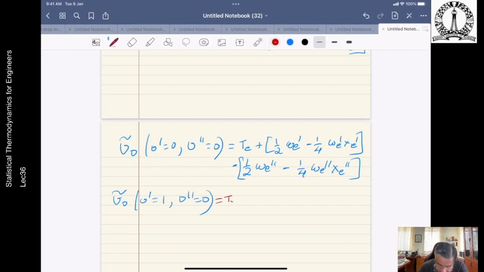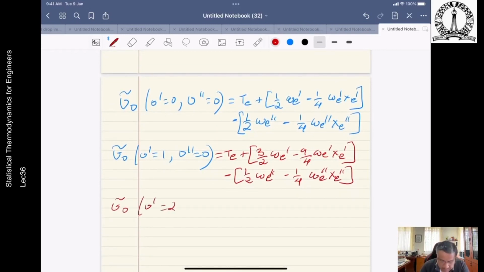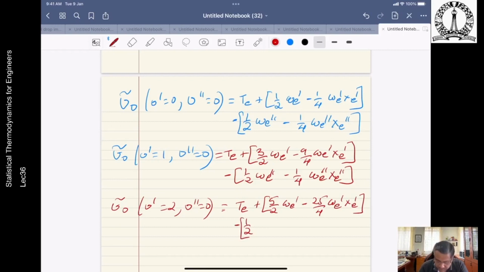This is equal to 3/2 omega_e' minus 9/4 omega_e' x_e', minus the double prime terms. Then v' equal to 2, v'' equal to 0, which is equal to 5/2 omega_e' minus 25/4 omega_e' x_e', minus the double prime terms.